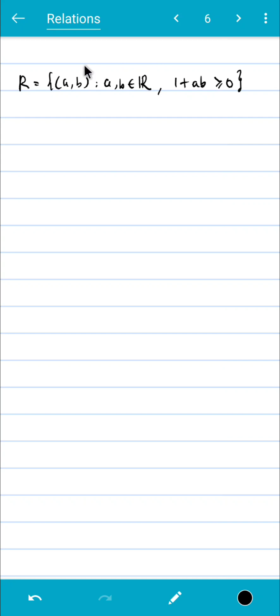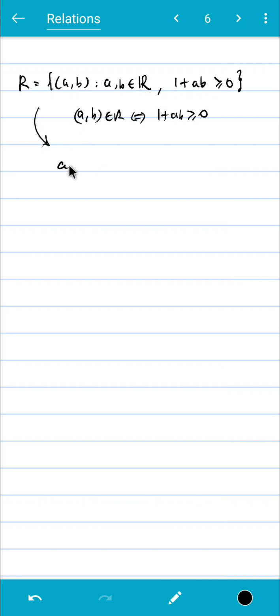So we have R equals {(a, b) belonging to the set of real numbers, such that 1 plus ab is greater than or equal to 0}. This means that if (a, b) belongs to R, then we must have 1 plus ab greater than or equal to 0. Okay, so these conditions must go together. Now, can we find a counterexample to disprove transitivity?